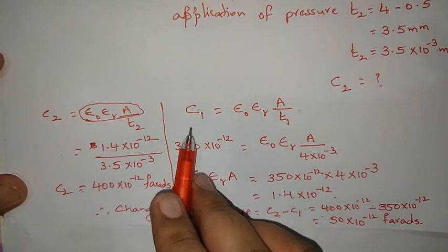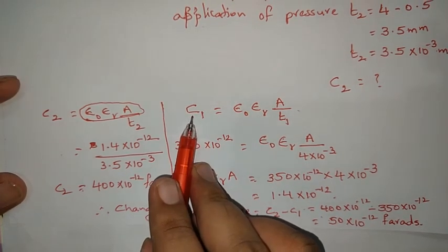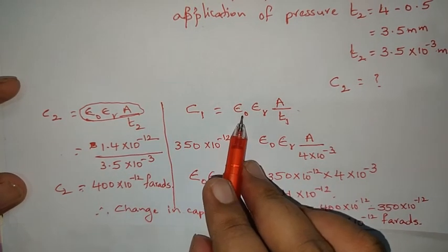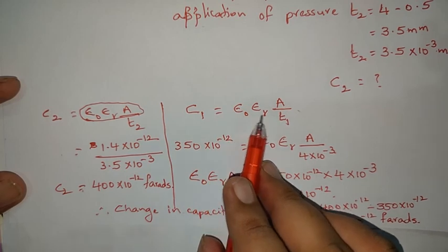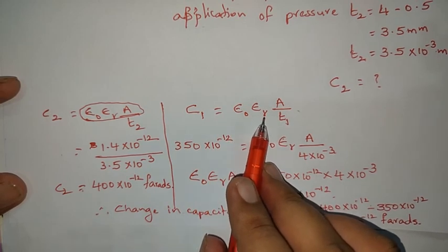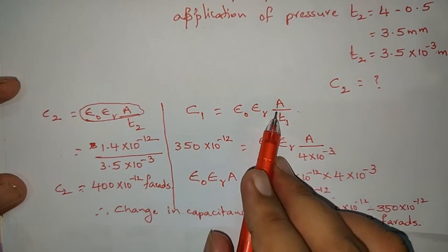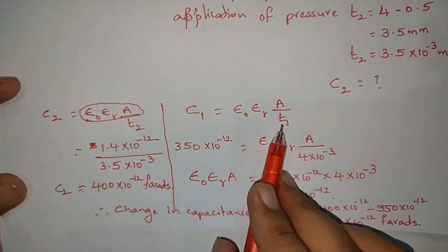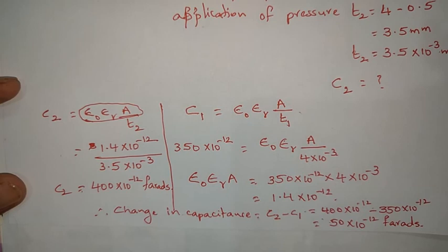So the terms are: C is the capacitance, epsilon naught is the permittivity of free space, epsilon r is the permittivity of the dielectric medium, A is the area of the plates, and T is the distance between the plates, right?